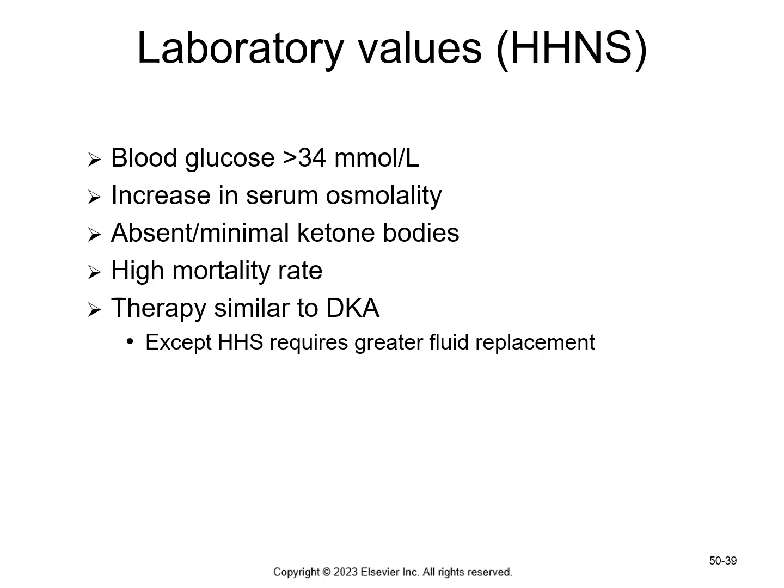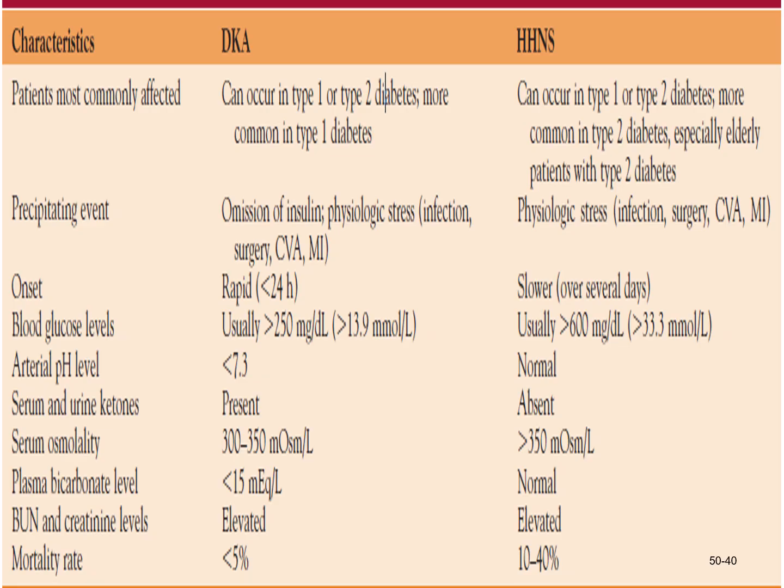Again, lab results show blood glucose of more than 34 millimoles per liter, an increase in serum osmolality as a result of this high glucose level, and absence of ketone bodies. And if we don't treat this, the patient will go into severe dehydration, electrolyte imbalance, cerebral edema, and all those problems and die. Let's look at the differentiation table between the two.